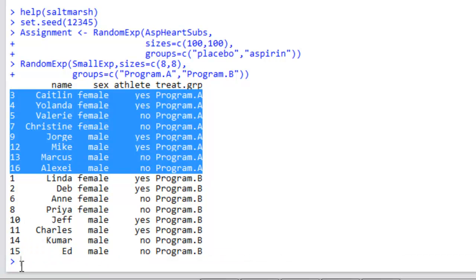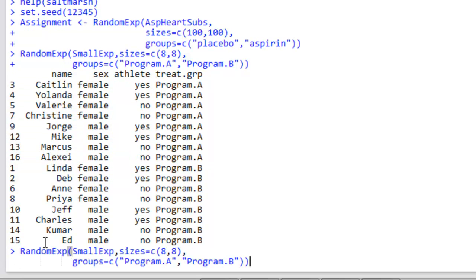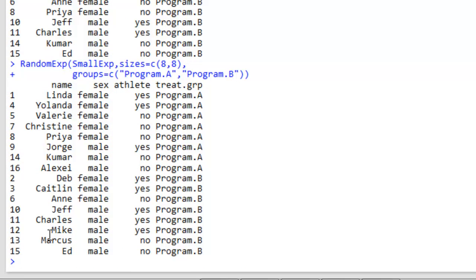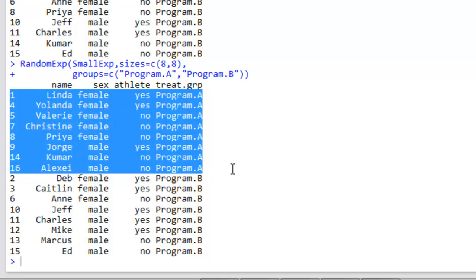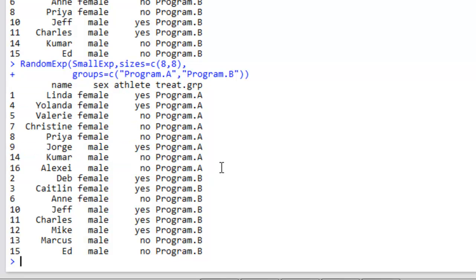Let's give it another try. Use the up arrow key to get the command again, run it again, and let's see how things come out. This time, not quite so good. We have 5 females and 3 males assigned to Program A, so that means there'll be a similar slight lopsidedness for Program B, only 3 females and 5 males. We've also got some lopsidedness in athletic status. Looks like there's 3 athletes in Program A and 5 non-athletes in Program A. That's still not too bad.